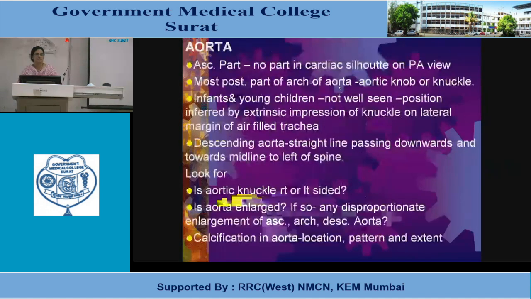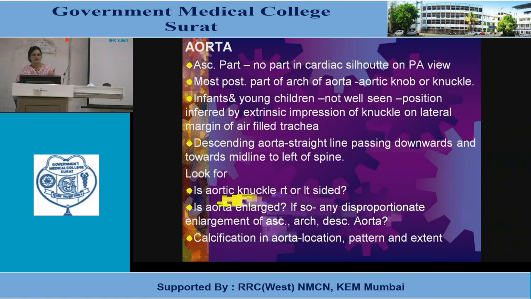Aorta. The ascending part doesn't form any part of the cardiac silhouette on PA view. The most posterior part of the arch of aorta will form the aortic knob or knuckle. In infants and young children, it's not well seen. Position is just inferred by extrinsic impression of the knuckle on the lateral margin of the air-filled trachea. Descending aorta, a straight line passing downwards, towards the midline, to the left of the spine.